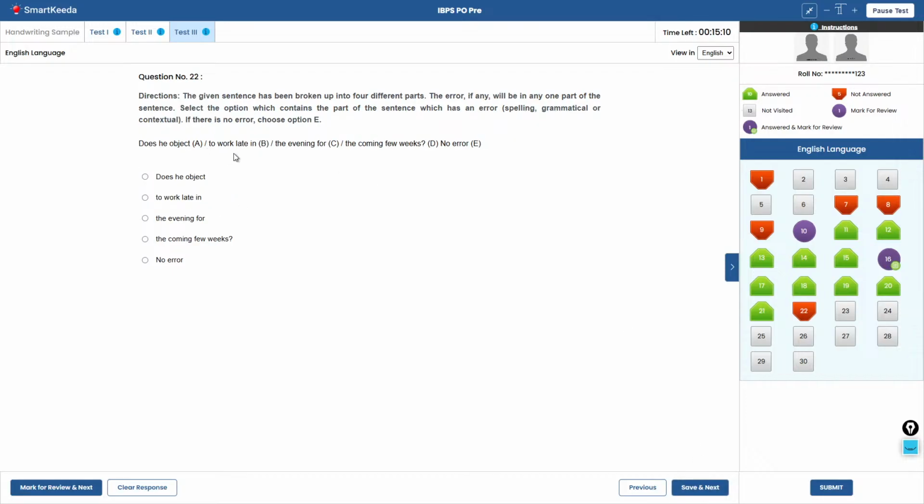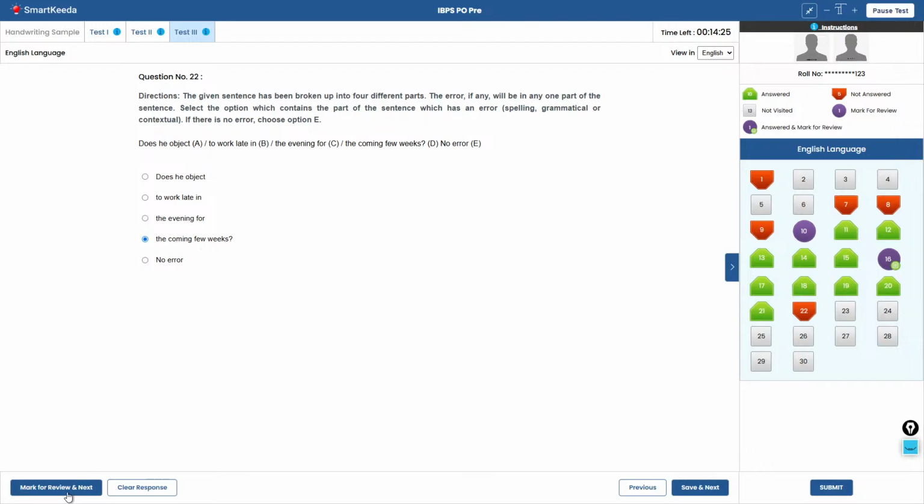Does he object to working late in the evening for the coming few weeks? The coming few weeks. For the few coming weeks. Does he object to work late for the coming few weeks?